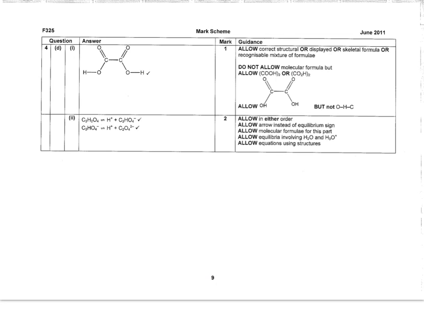So in this one we got the correct structure. It's interesting to note that they put in the actual bonds for the OH, but they let us put in OH without the bonds. And we also got the 2 dissociations in the correct order.